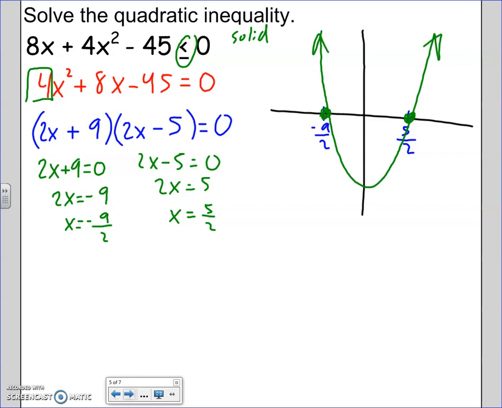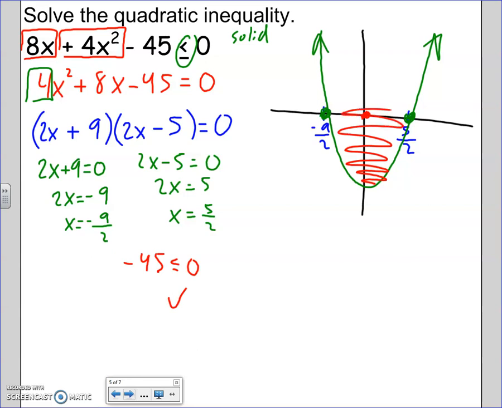Let's try 0, 0. If I plug it into the original, 8 times 0 is 0. 4 times 0 squared, so 0. This is negative 45. Is less than or equal to 0. Is a negative less than 0? That's true. That means I shade where the test point was.